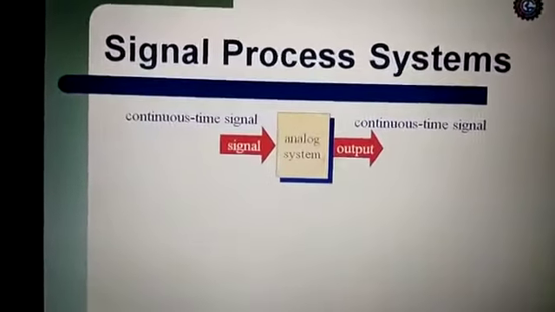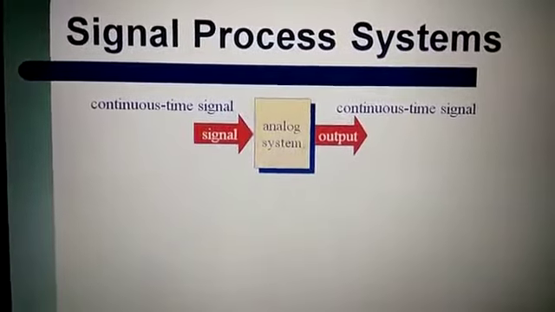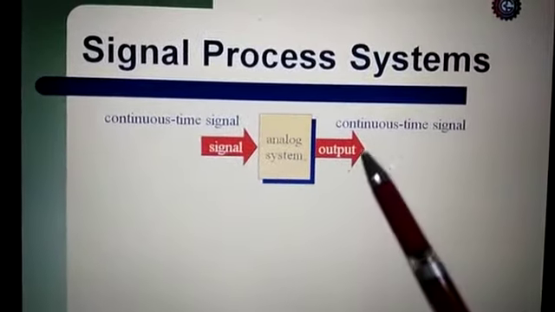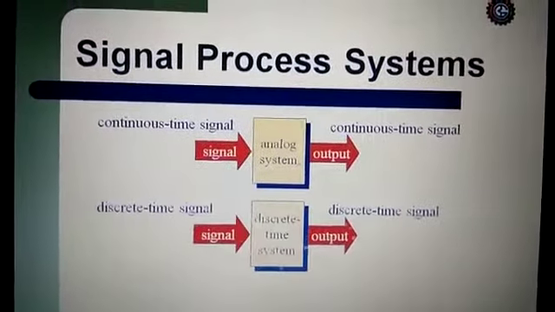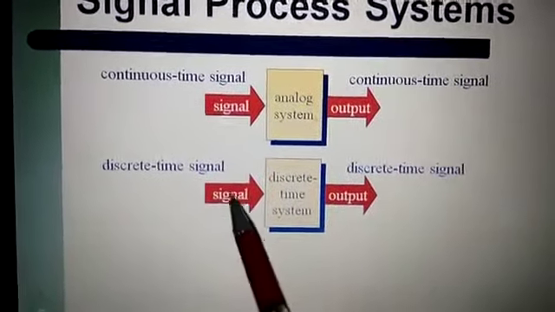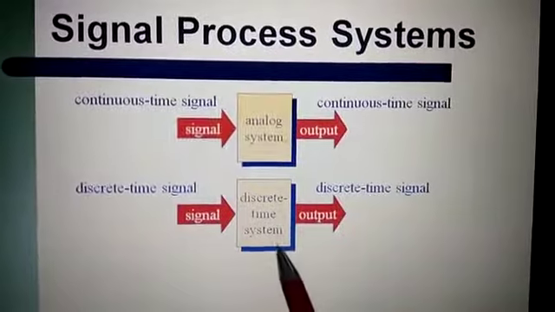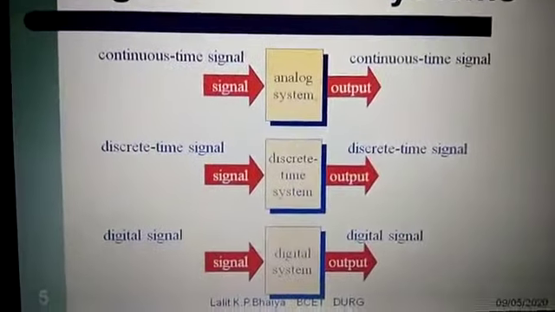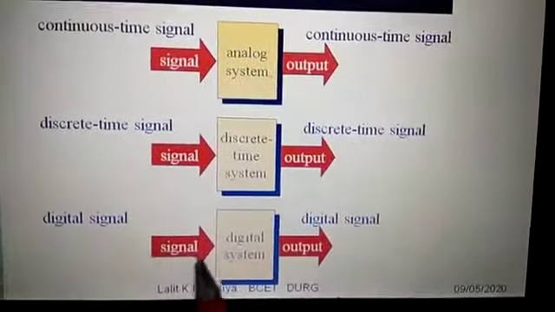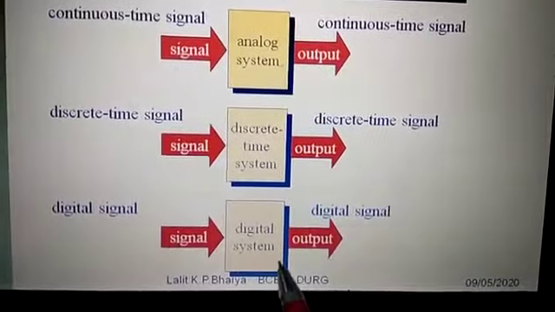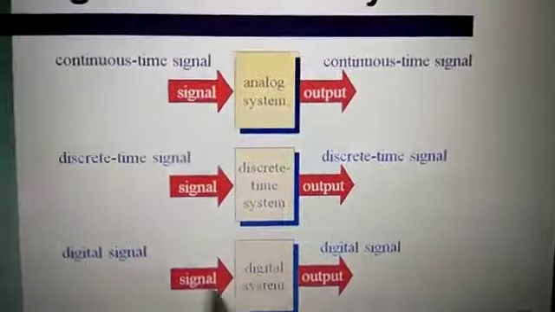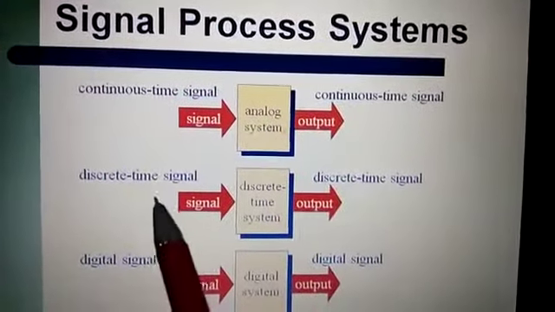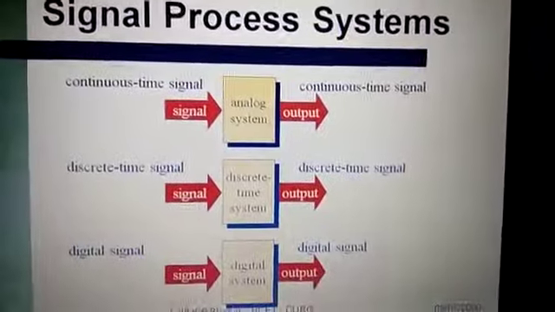Here you can see a continuous time signal is applied to the analog system, and we get a continuous time signal. The discrete time signal we apply to the discrete time system, and we get a discrete time signal. And the digital signal is applied to the digital system, and we get the digital signal. These are the basic differences between continuous time signal, discrete time signal, and digital signal.